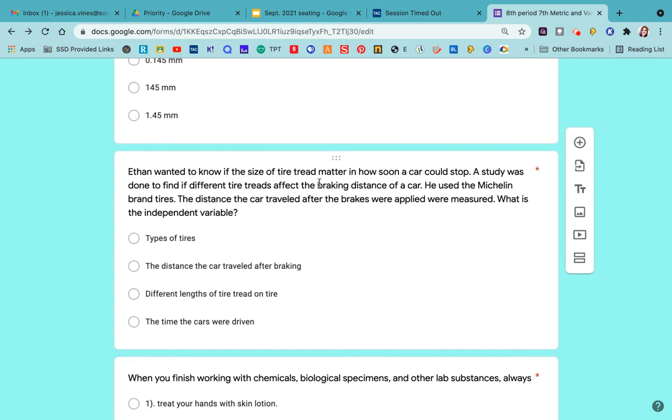Ethan wanted to know if the size of tire tread matters and how soon a car will stop. His study was done to find how different tire treads affect the braking distance of a car. He used the Michelin brand tires. The distance the car traveled after brakes were applied was measured. What is the independent variable? So look at what he's testing, what he's measuring, and determine what the independent variable is. Types of tires, the distance the car traveled after braking, the different lengths of tire tread on the tire, or the time the cars were driven.